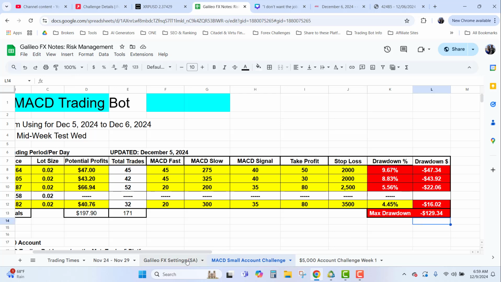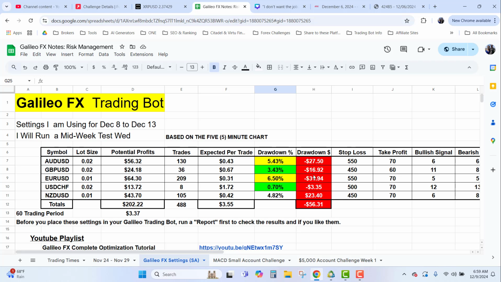Which is one more thing over here on Galileo. If you look over here, 56.31 is my total drawdown if Galileo buys all 5 currencies. It has the potential of dropping $56. All right, and if you use a higher lot size, like say a 0.2, then if Galileo was to buy all 5 currencies, your drawdowns would be $560. You better have that much in your account when you do that.